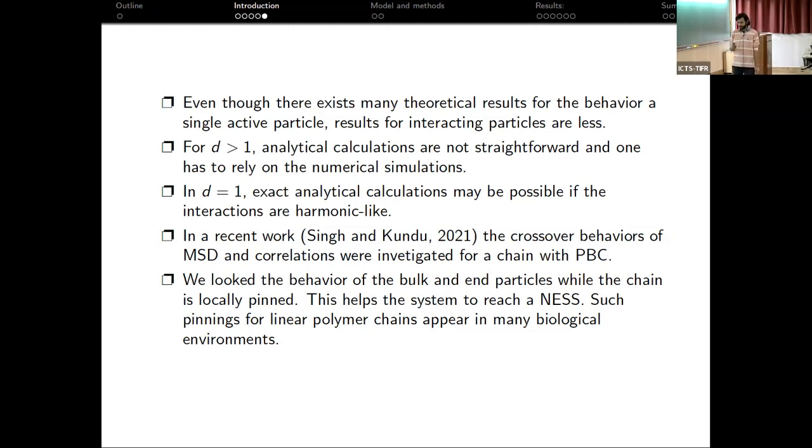But if you consider the interacting particles, and if you think of this as a polymer chain, these polymer chains are sometimes locally pinned by some kind of potentials when you consider them in some biological environments. So we want to consider the behavior of the bulk as well as the end particles when the chain is locally pinned, but the pinning is only at the end particles. And this will help the system reach a non-equilibrium steady state.